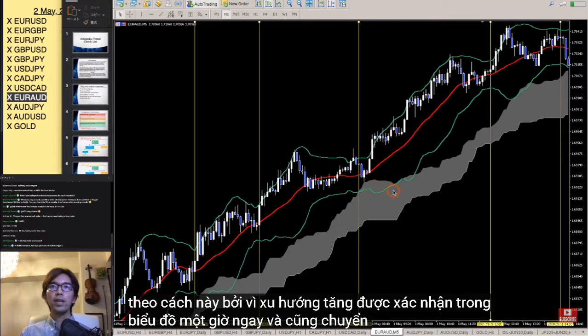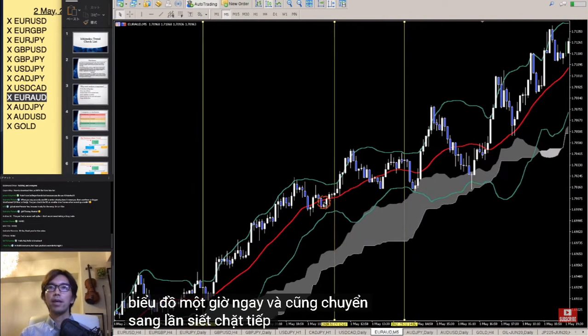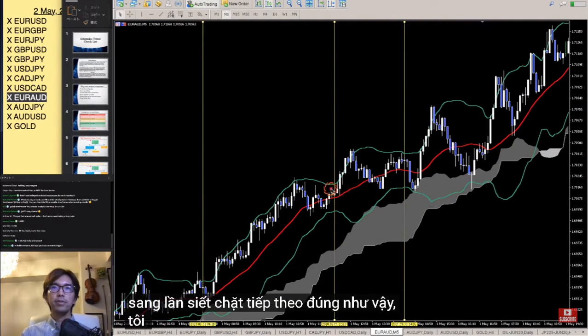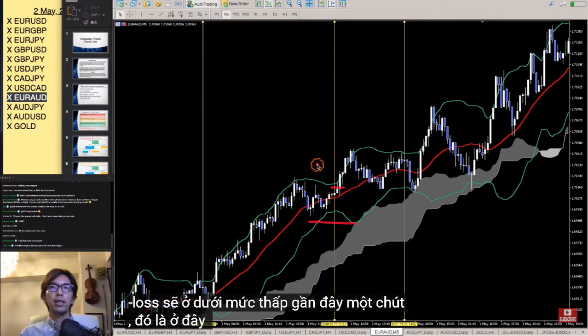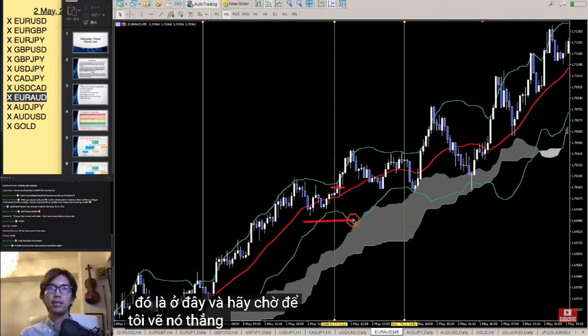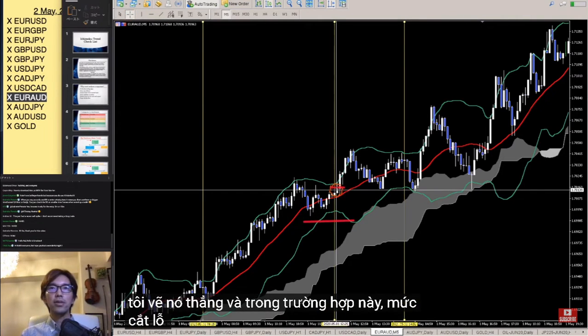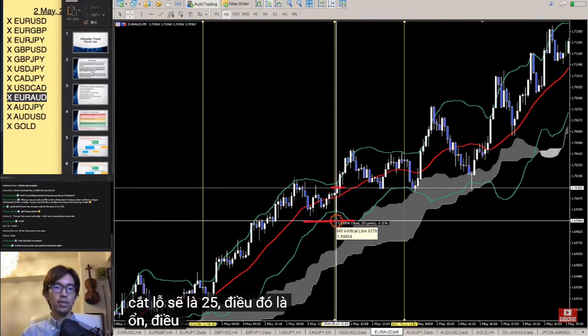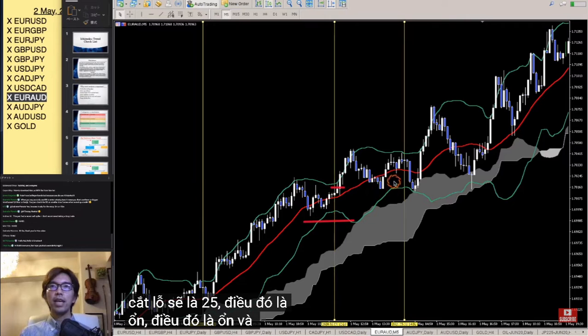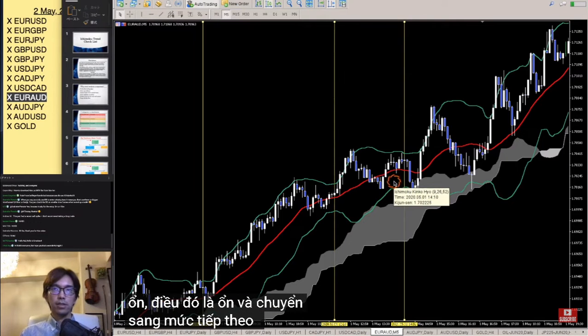Right, and also moving on to the next squeeze. Yeah, on this one, right, I take a buy here, and my stop loss is going to be slightly below the recent low, which is here. And hold on, let me draw it straight. And in this case, the stop loss is going to be 25, which is okay, right? And moving on to the next one.